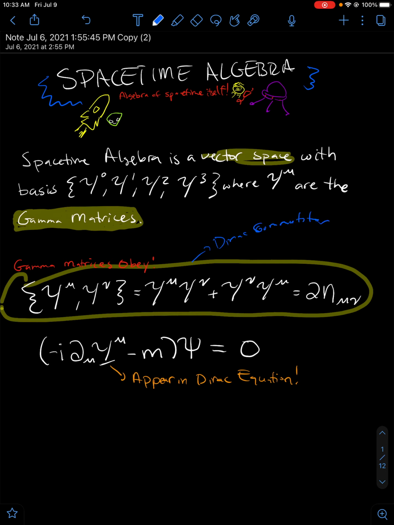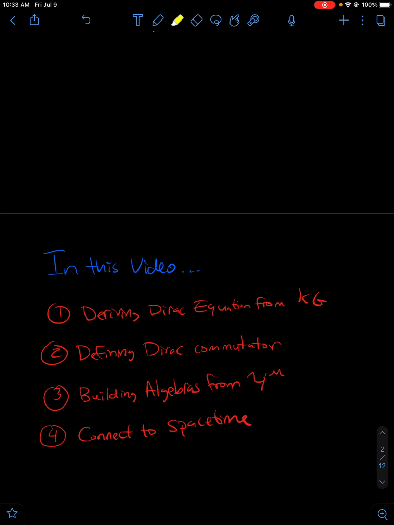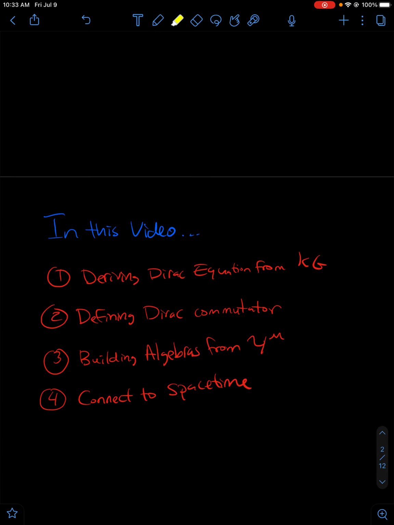And these gamma matrices also show up in the Dirac Equation. Now, in this video, I will be deriving the Dirac Equation from the Klein-Gordon equation. Then, I'll be defining the Dirac Commutator, and after that, build algebras from gamma mu, and finally connect it to space-time. So let's start.